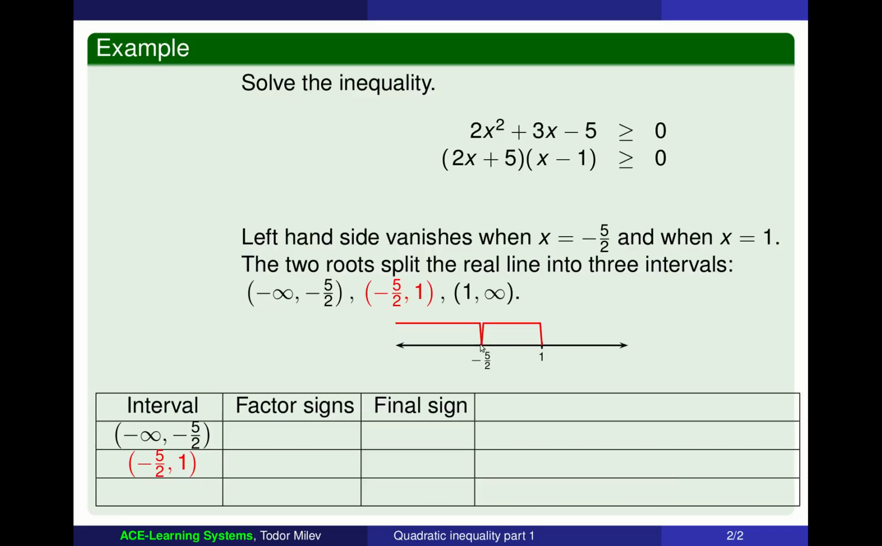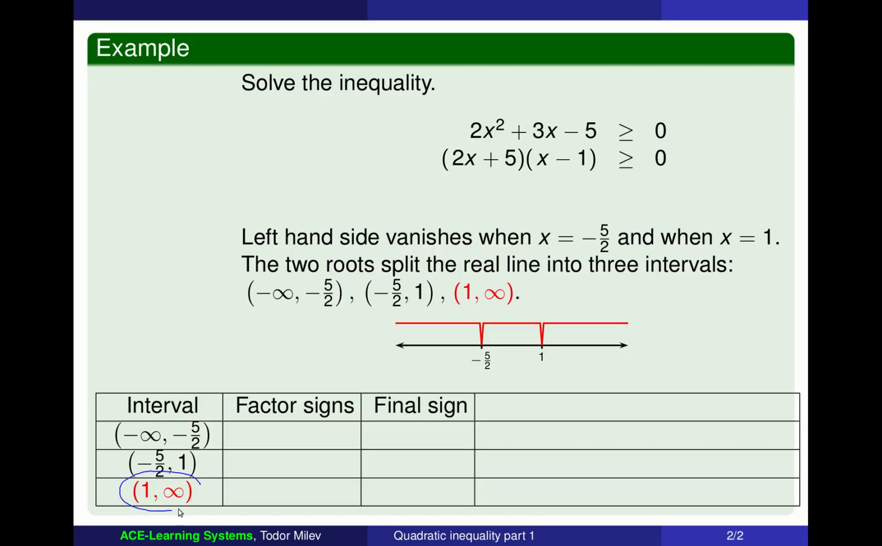The next interval is the interval from negative 5 halves to 1, this interval here. And the final third interval we have is this one, the interval from 1 to infinity. So we have our 3 intervals. I claim that my polynomial does not change signs as the value of x moves inside one of these intervals. So when the value of x is constrained to a single one of these intervals, the value of the quadratic does not change from positive to negative.